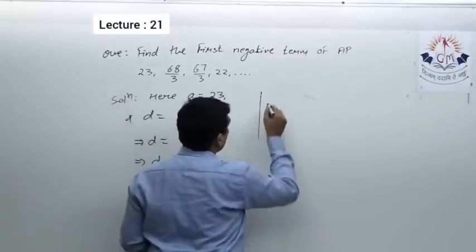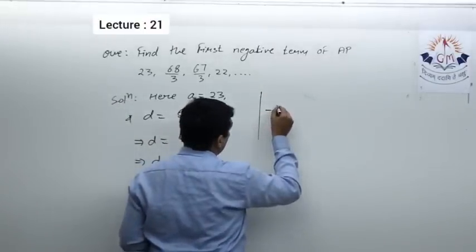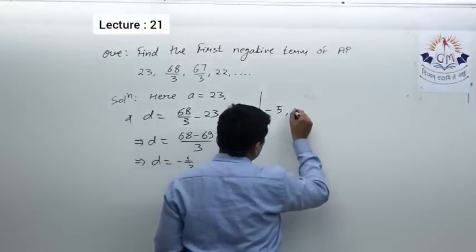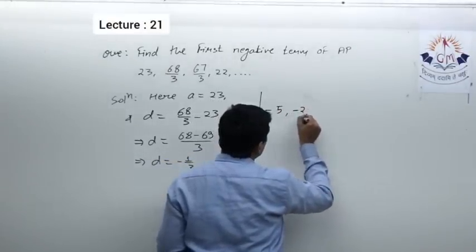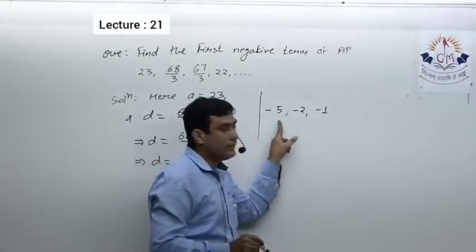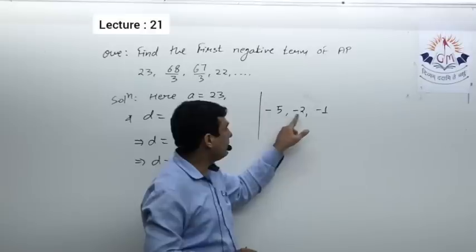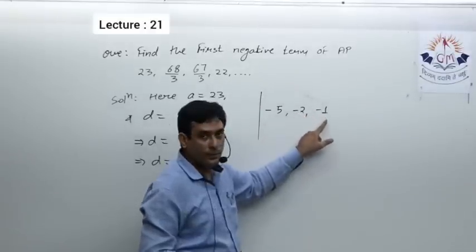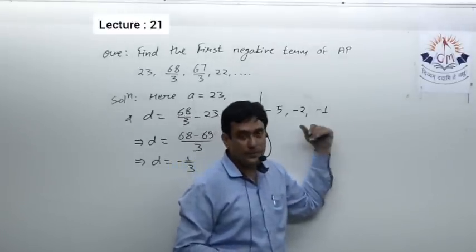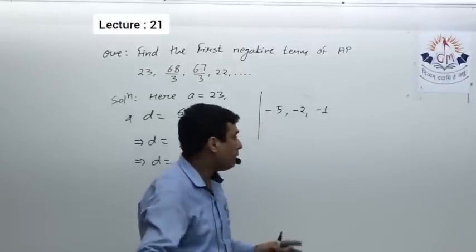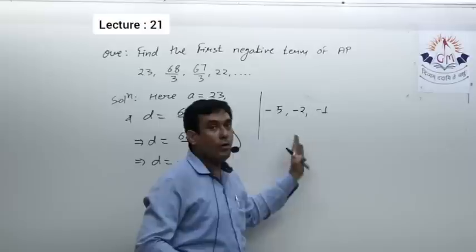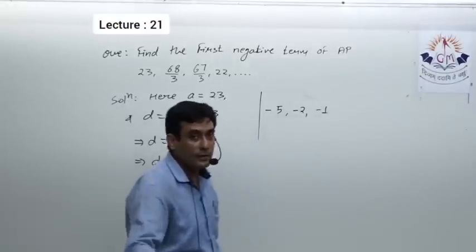See, if I give you an example, minus 5, then minus 2, then minus 1. See, here 0 is not there. Common difference is plus 3. Minus 5 plus 3 is minus 2. Minus 2 plus 3 is minus 1. Now minus 1 plus 3. So it is increasing AP, but still 0 is not there. So it is not necessary that when you come from negative to positive or positive to negative, you will get 0.